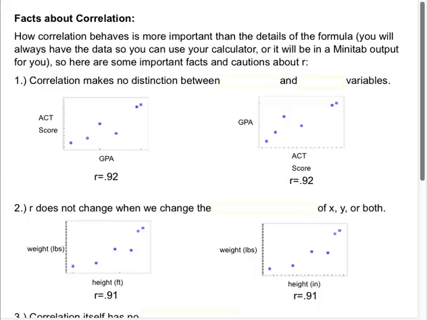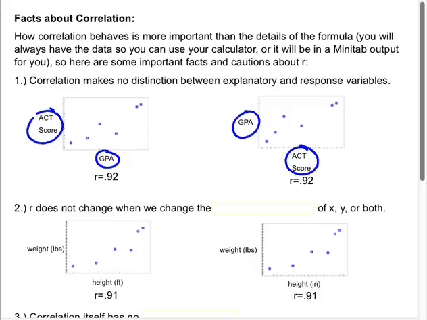So, some facts. Correlation makes no distinction between explanatory and response variables. What does that mean? Well, what that means is here, I'm using GPA to predict ACT score. Over here, I'm doing the reverse. I'm using the ACT score to predict someone's GPA. But notice, either way, it has the same correlation.